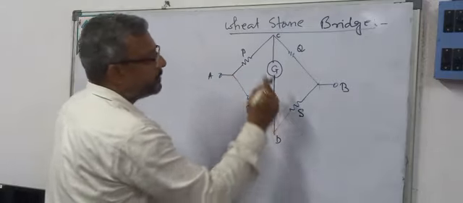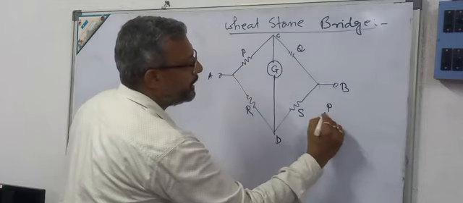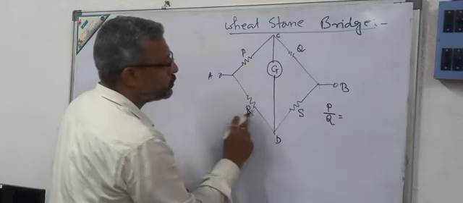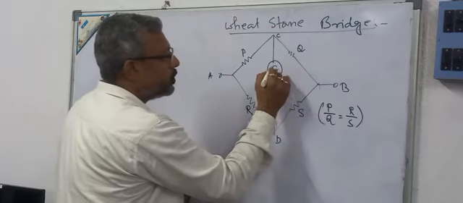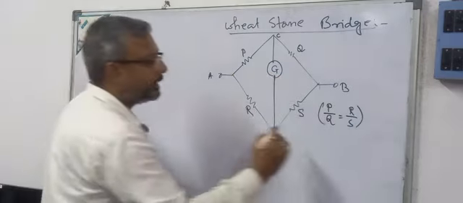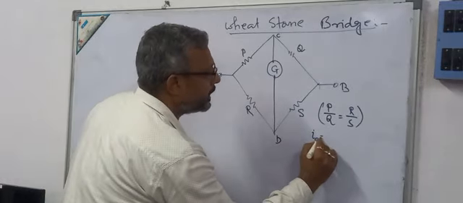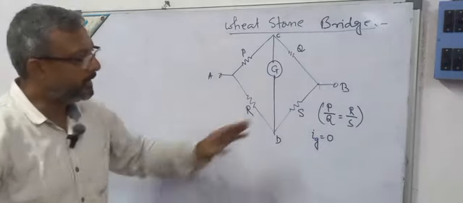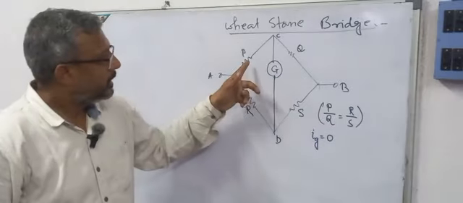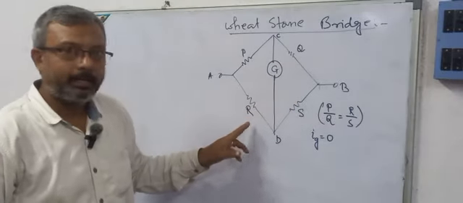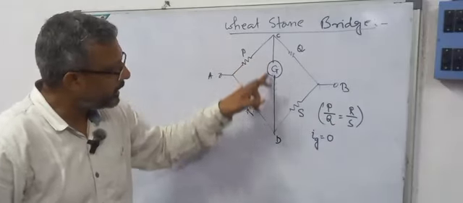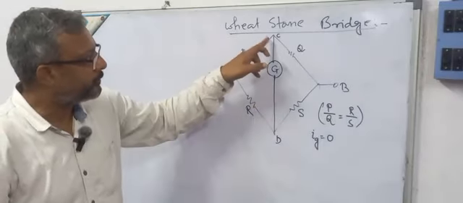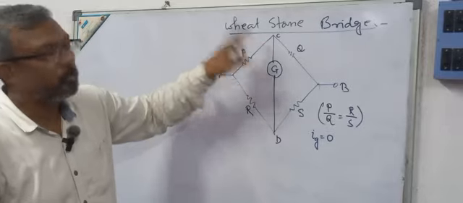The principle is, if the ratio of P by Q is equal to R by S, then no current will flow through the galvanometer. That is, the current through the galvanometer will be 0. So the principle is, if the ratio of P by Q and R by S is equal, then no current will pass through the galvanometer, neither from C to D nor from D to C.